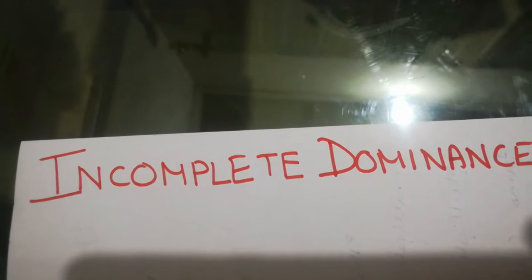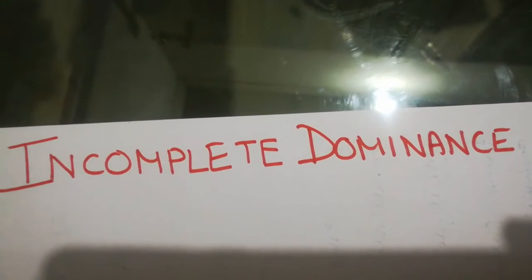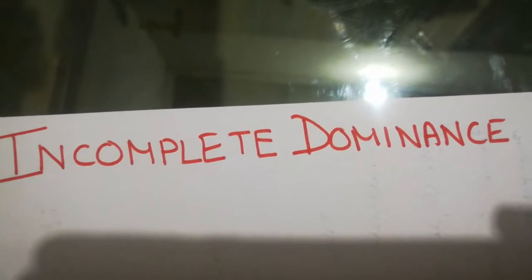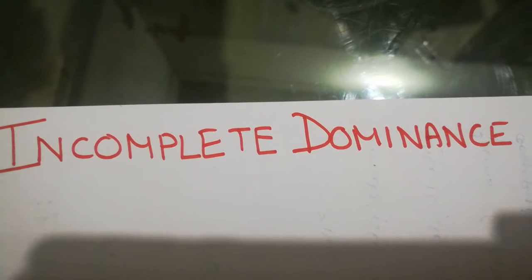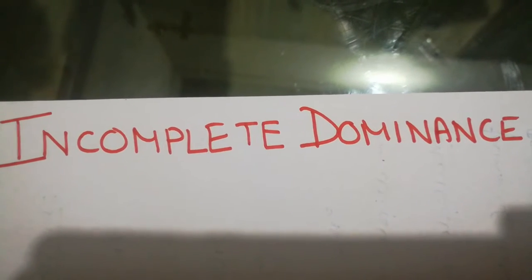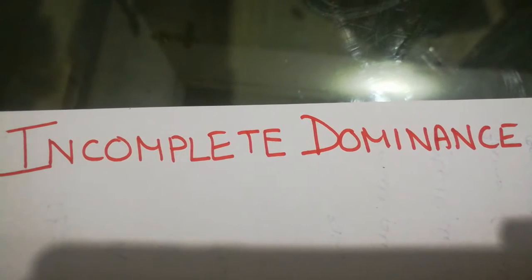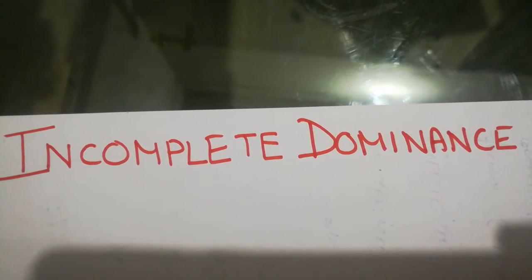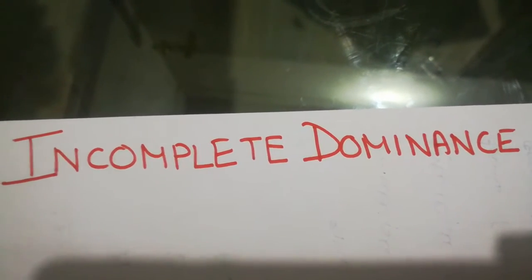So when both of them are present together, a new type of phenotype is expressed, that is, an intermediate type of phenotype is expressed. Now suppose, a very simple example, capital T and small t are considered. Then neither capital T is dominant nor small t is recessive. That is, a type of phenotype intermediate between them will be produced. That is what is known as incomplete dominance.